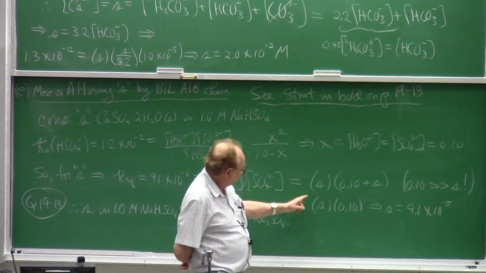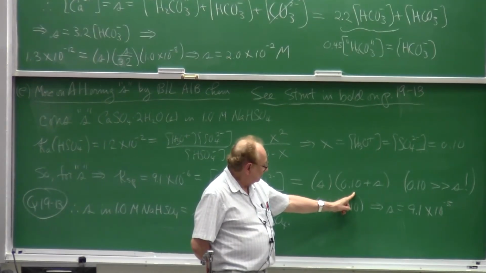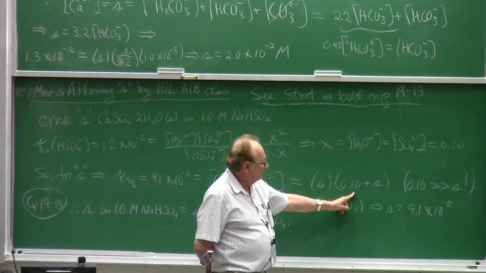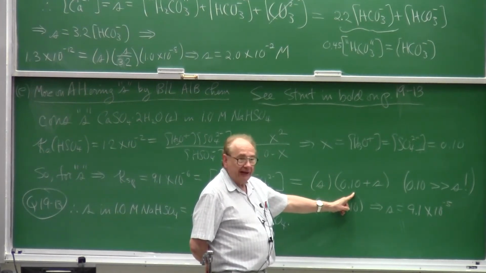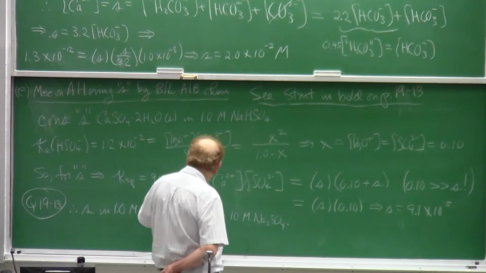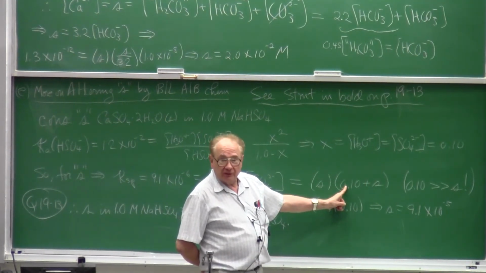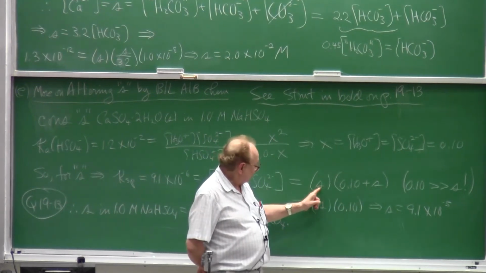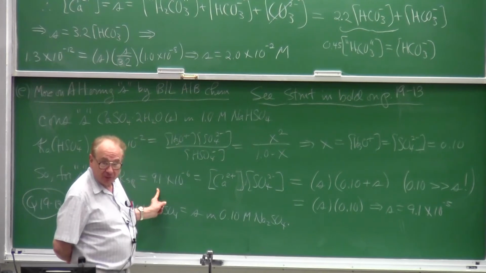So I write this out, and I recognize at a glance, I hope, from an arithmetic standpoint, that whatever the value is for S to satisfy this equation, it's got to be a whole lot smaller than 0.10. Because the product of this number times this number has got to equal this number, and that's a pretty small number.